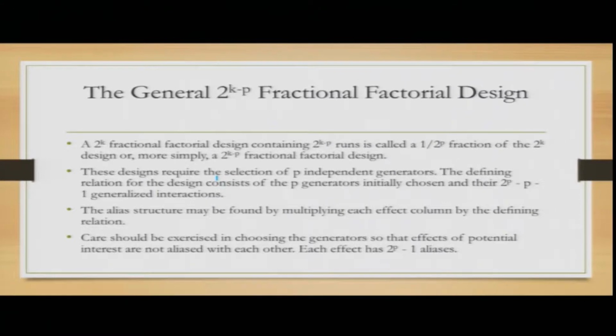These designs require the selection of p independent generators from these k. The defining relationship of the design consists of p generators initially chosen from the set of interactions, which we will see. The alias structure may be found by multiplying each effect column by the defining relationship. Care should be taken in choosing the generators so that effects of potential interest are not aliased with each other. Hence, we will consider 2 to the power k minus p depending on the alias structure and the generator concept.